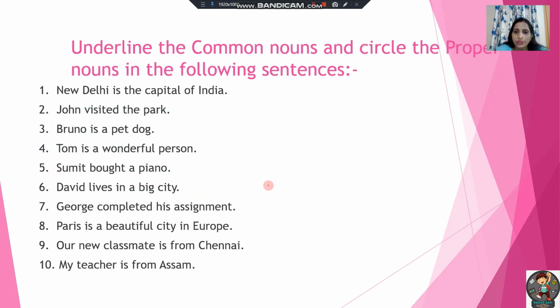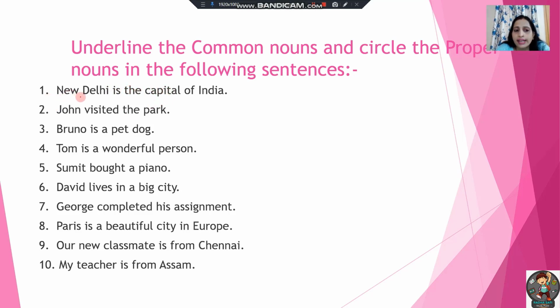Okay. So now let's do one exercise based on common nouns and proper nouns that we have learned so far. Okay, so let's start. So what is the question? What we have to do? Underline the common nouns and circle the proper nouns in the following sentences. So here some sentences are given, and in these sentences we have to underline the common nouns and circle the proper nouns. Okay, so let's start.